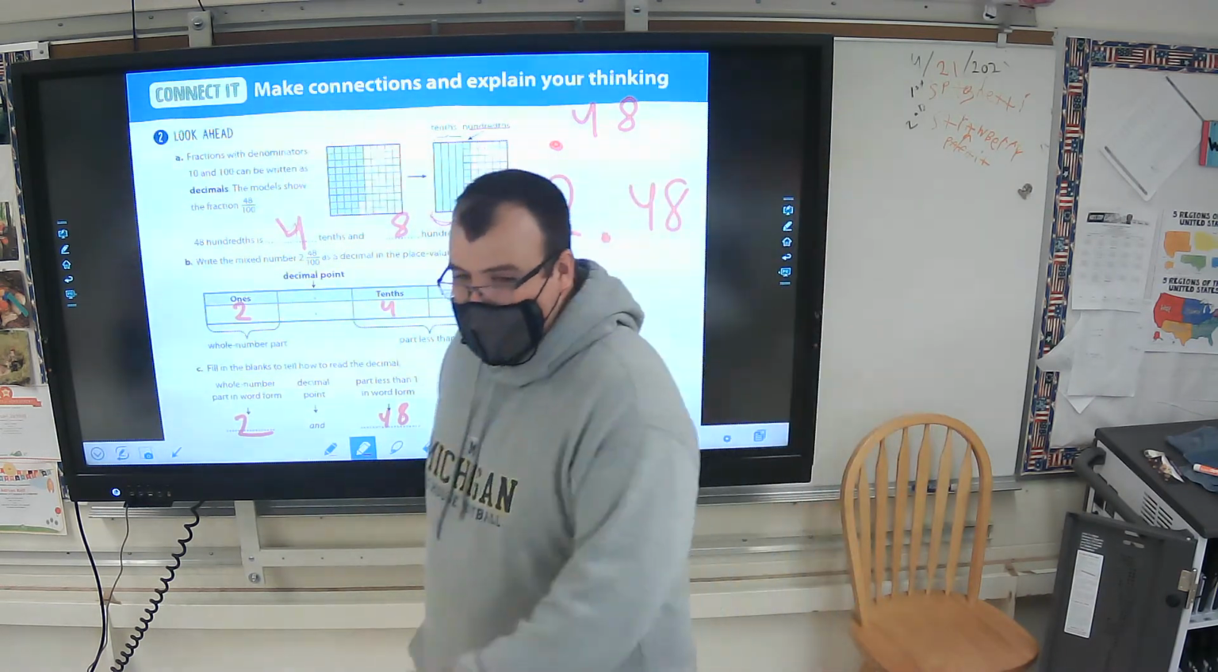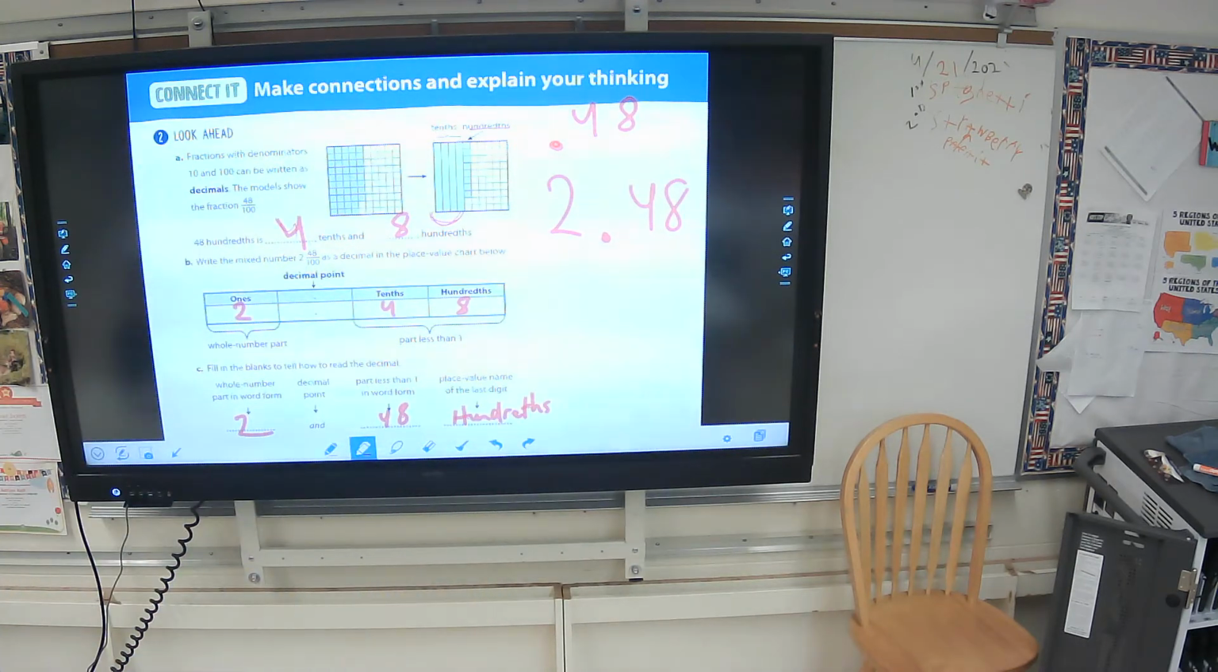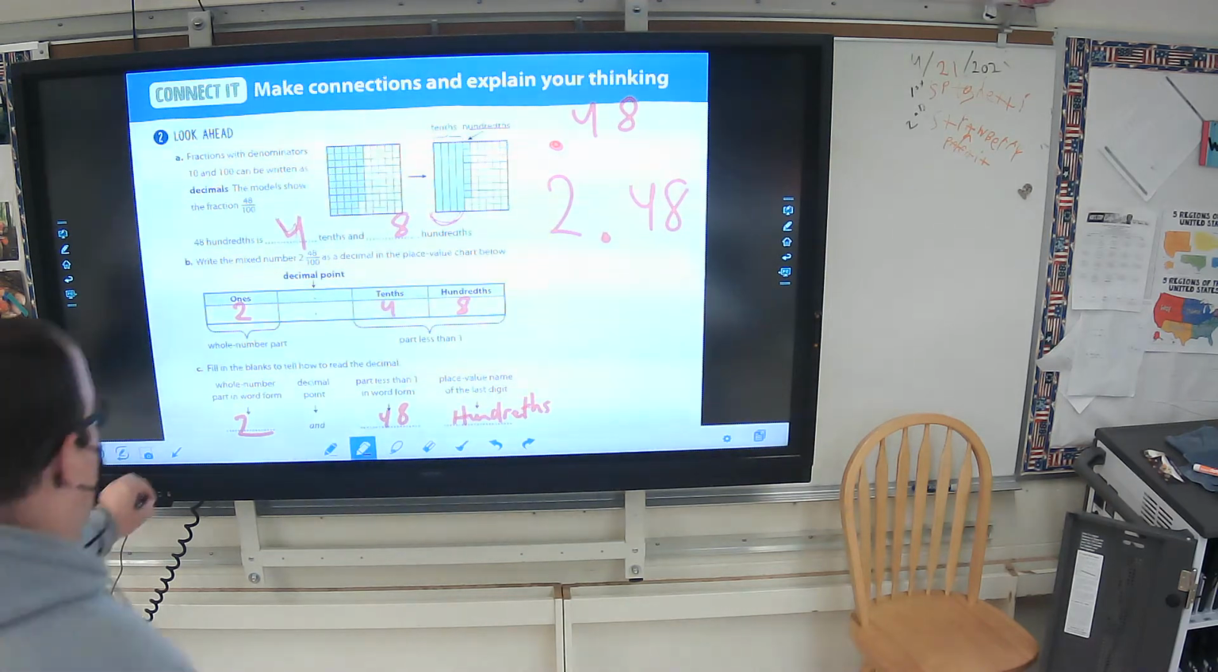When you see this number right here, that is not, I repeat, that is not 2.48. You don't have to repeat me, I was repeating myself. That's not 2.48. You know what that number is? 2 and 48 hundredths. We read it just like this.